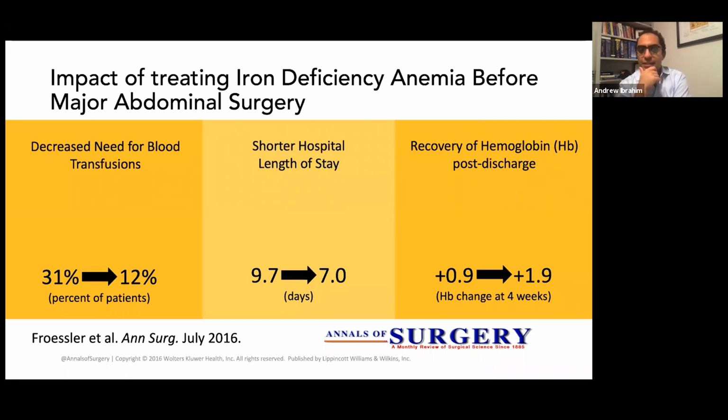So that's what I did next. Impact of treating iron deficiency anemia before abdominal surgery: decreased need for blood transfusions, 31% to 12%; shorter hospital length of stay, 9.7 to 7.0; recovery of hemoglobin post-discharge, from 0.9 incremental change to 1.9. Almost effortless, just a combination of adding some directional words at the top and adding an arrow to give some directionality about the work. All of a sudden it makes it so easy to read this, and it makes it very clear how you should move across the abstract.